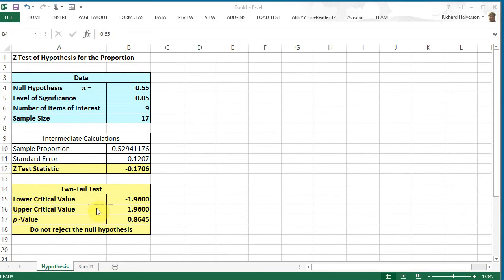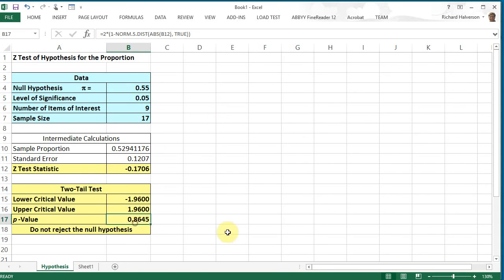And so there is not enough evidence to reject the null hypothesis. The proportion of the sample is too close to 55%. It's actually 52.9% or 53%. Our p-value is way above 0.05.